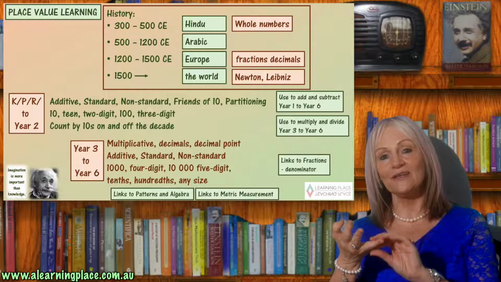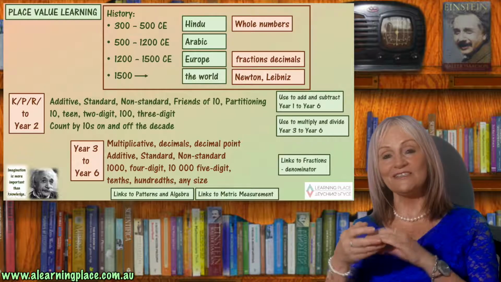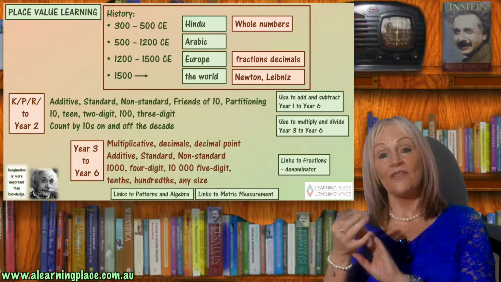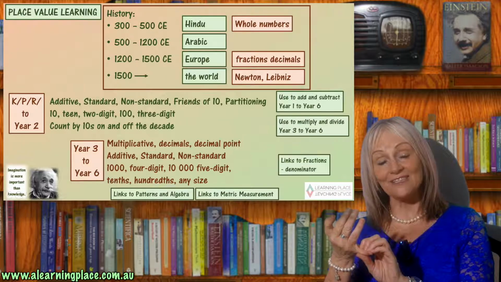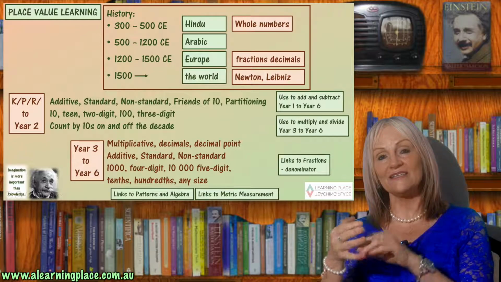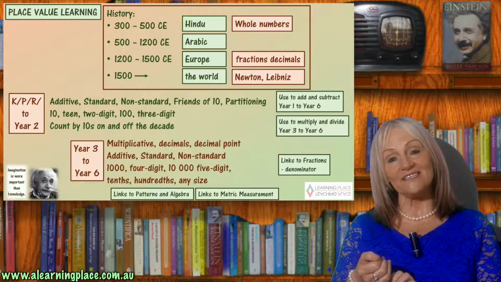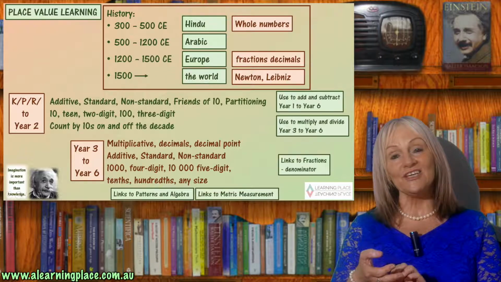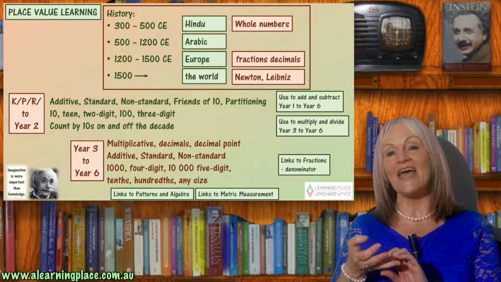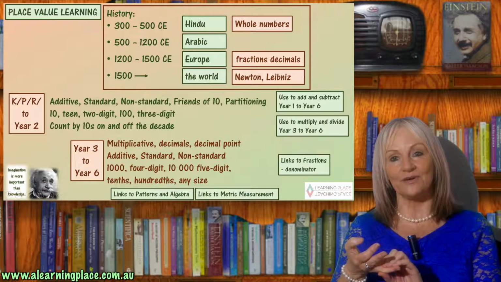In the first years of school, year 1 and year 2, children learn place value additively. This means that they're adding the values of the digits to make the value of the whole number. They investigate place value using standard place value and non-standard place value. Standard place value simply means naming the values of the columns. In the first year of schooling, children investigate place value informally. In year 1 and 2, they begin to investigate the place value of teen numbers and 2-digit numbers and 3-digit numbers. They investigate the place value of 10 and 100 as well.